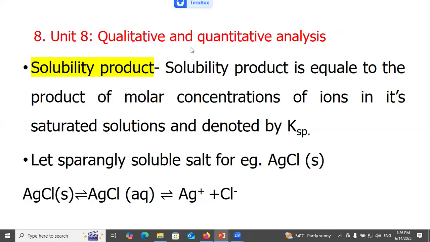Hello, good afternoon. I'm discussing qualitative and quantitative analysis. Solubility product. Solubility product is equal to the product of the molar concentration of ions in its saturated solution and is denoted by Ksp. Let us take a sparingly soluble salt, for example, silver chloride.